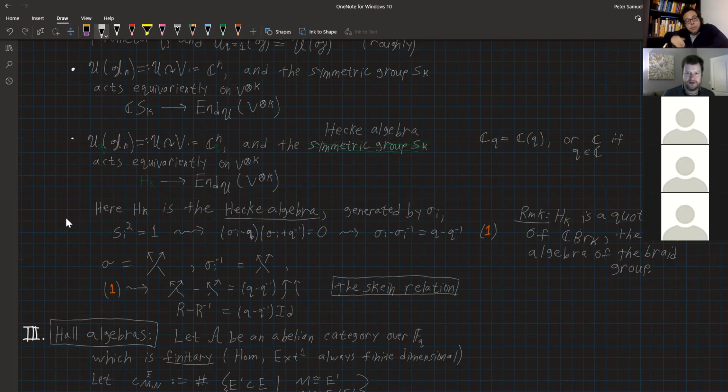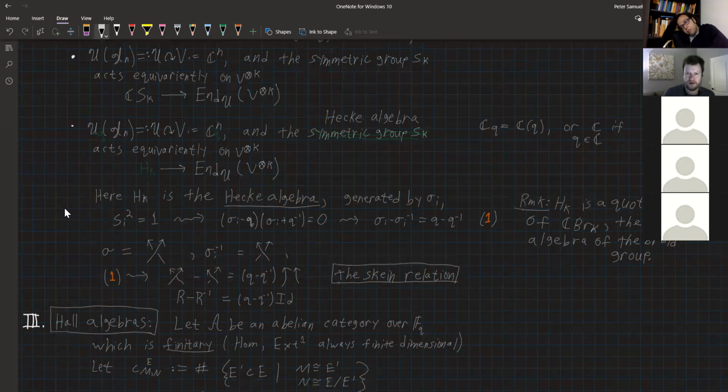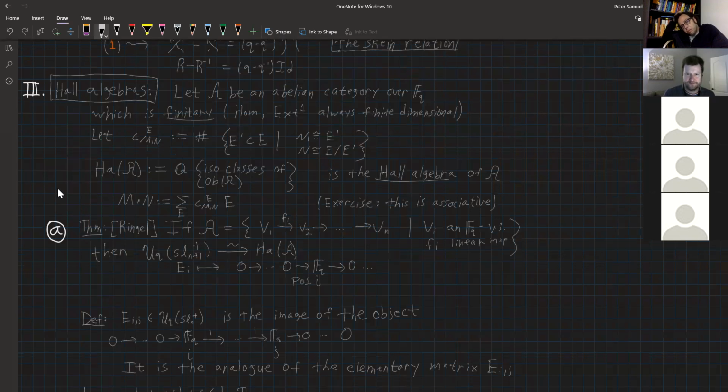The next thing I wanted to talk about was Hall algebras. Hall algebras are also related to quantum groups, and I'll explain how in a second. The Hall algebra is an invariant of an abelian category over a finite field. If this category is finitary, meaning Hom spaces and Ext^1s are all finite dimensional, then we can define this Hall algebra, and it has a very explicit definition.